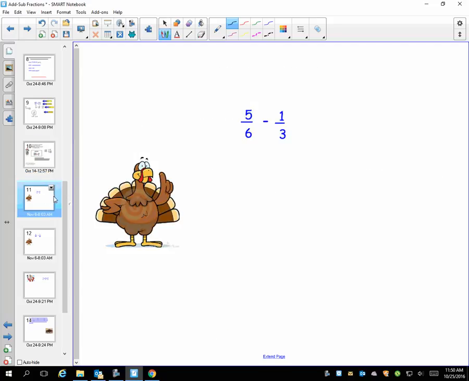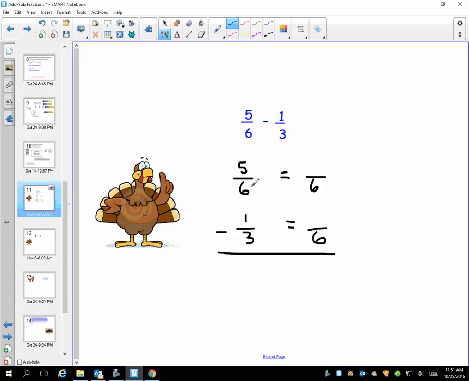5/6 minus 1/3. Okay, so the turkey here is telling us to remember step 1. What is step 1? Find the least common denominator. Now, you don't have to do this, but I like to write my problems vertically so that I can have some room to work and put my equivalent fractions side by side. Okay, step 1 is find the least common denominator, and I know that the least common multiple of 6 and 3 is going to be 6.